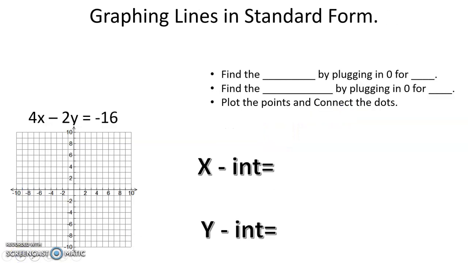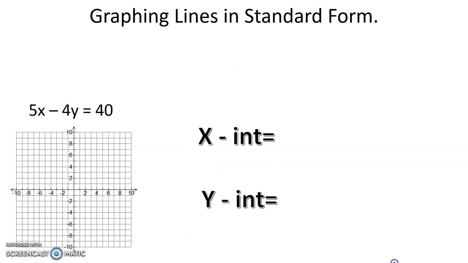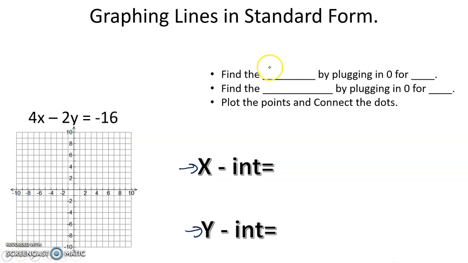Now let's graph lines in standard form. These are a little bit different. We're actually only finding 2 points, and those 2 points just so happen to be the x-intercept and the y-intercept. To find the x-intercept, plug in 0 for y. To find the y-intercept, plug in 0 for x.